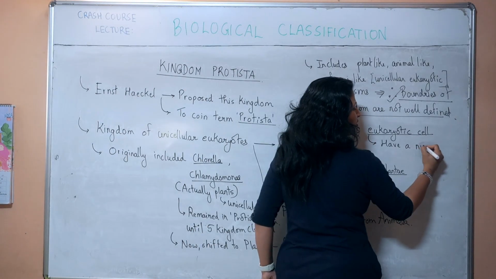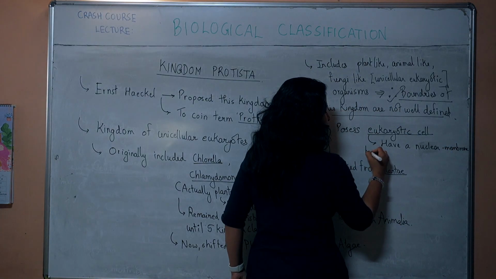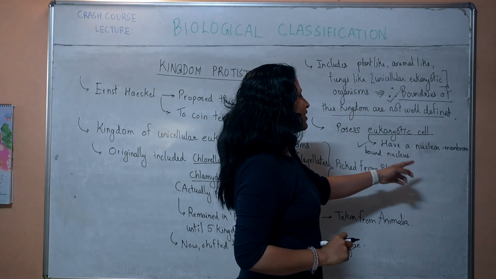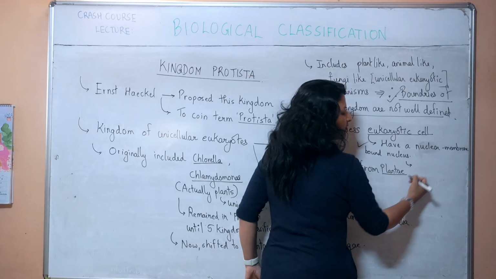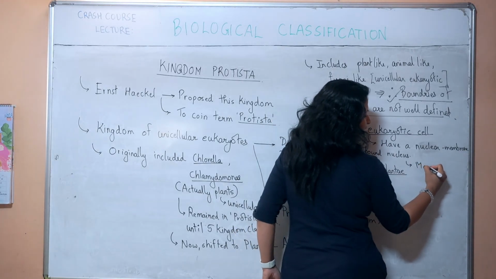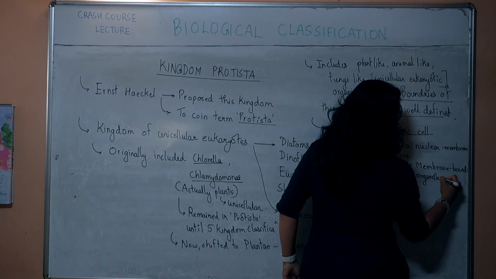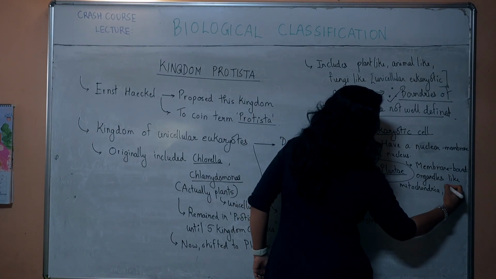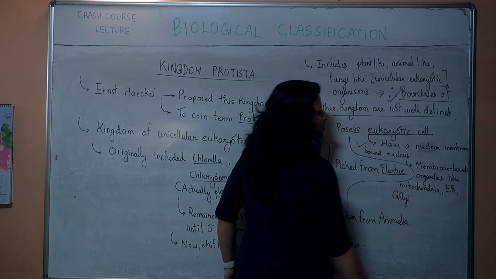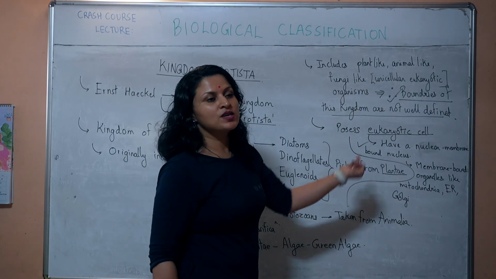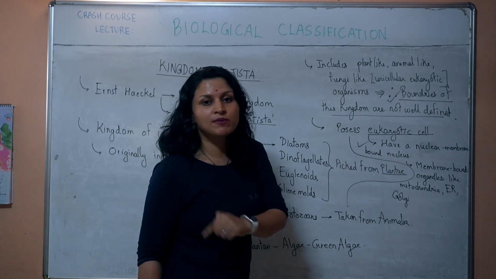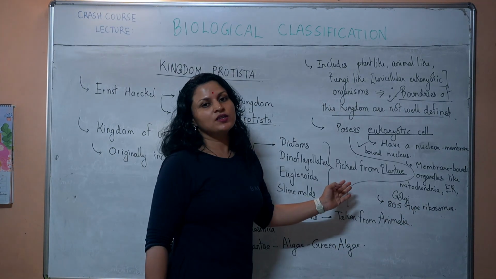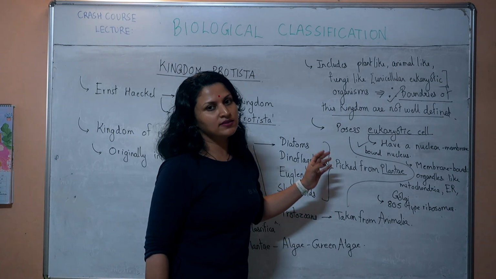What are the eukaryotic cell features? They have a nuclear membrane bound nucleus. This is point number 1, a very important point for the eukaryotic cell. They have a well defined nucleus. Next, they have all the membrane bound organelles, like mitochondria, ER, Golgi, etc. They have 80S-type ribosomes. Prokaryotic cells have 70S-type ribosomes. So these were the features of the eukaryotic cell that they possessed.